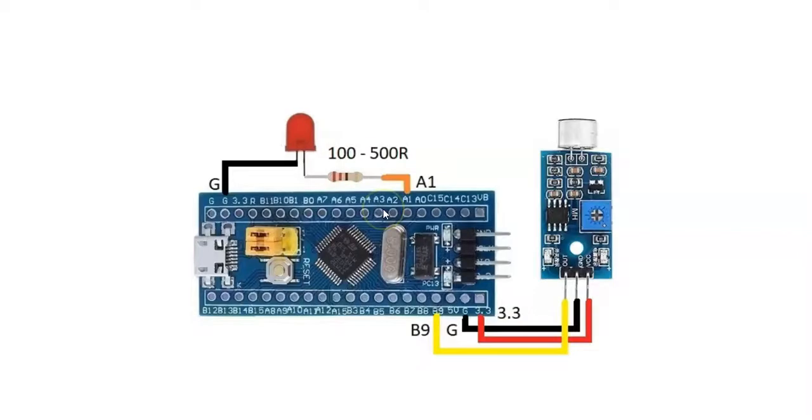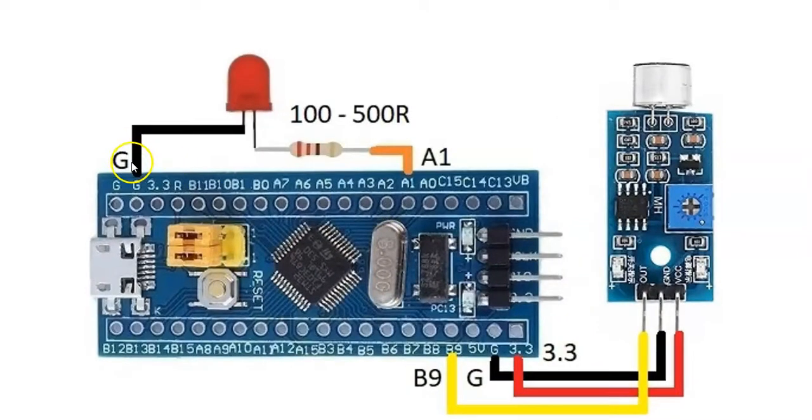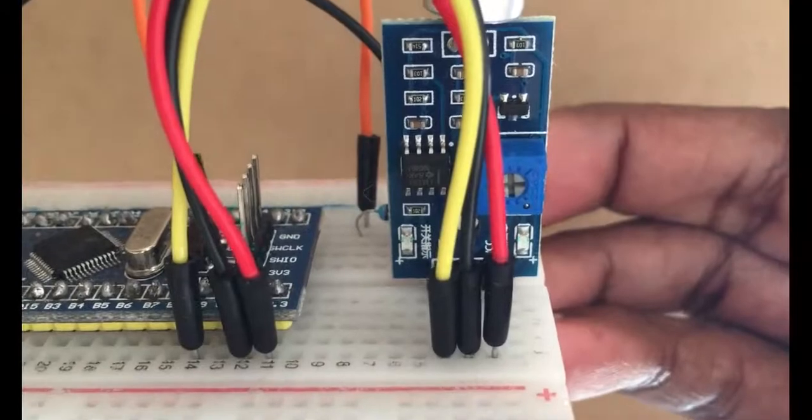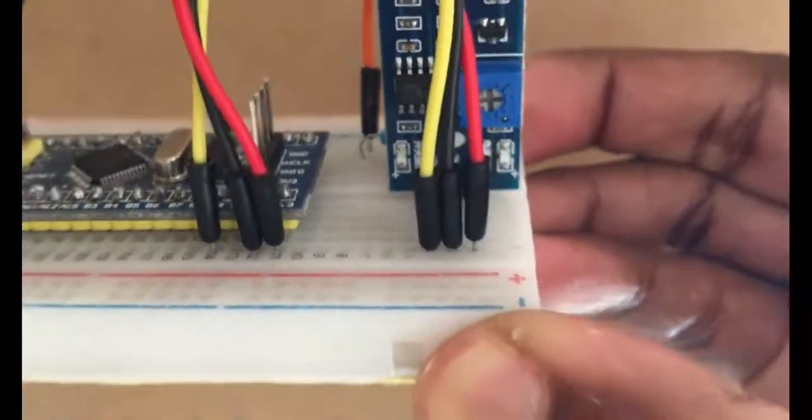The wiring connection is very simple. Ground connected to the shorter pin of the LED, the longer pin of the LED connected via a 100 to 500 ohm resistor to A1. For the sensor, out connected to B9, G connected to G, VCC connected to 3.3 volt. The wiring connection is like this.